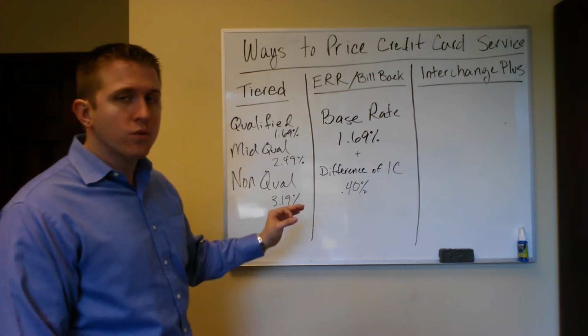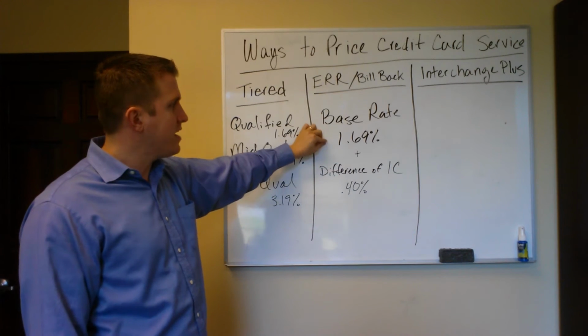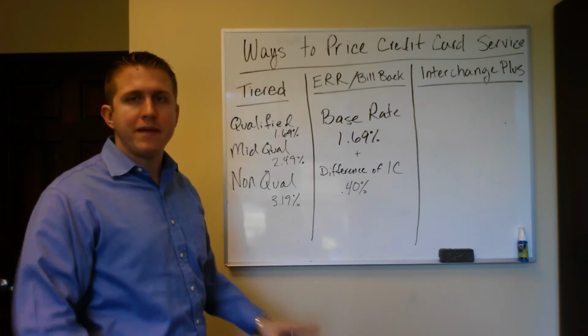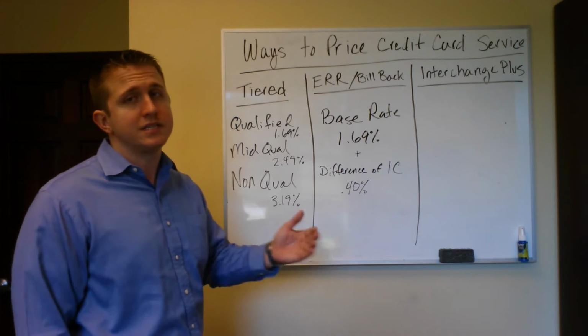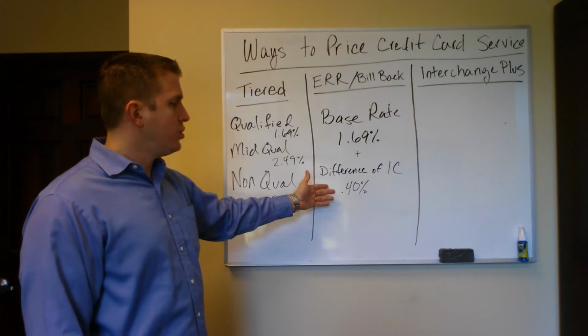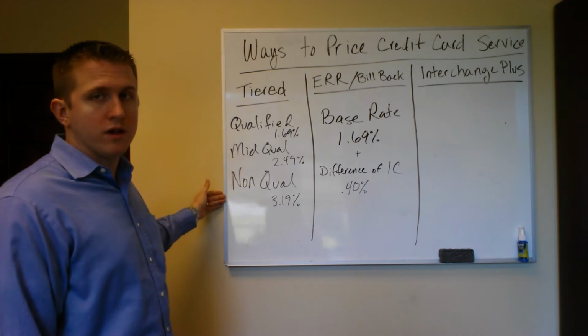Now, one thing to watch on ERR pricing is that sales reps will come to your office and say, hey, we're going to charge you 1.69% base rate. That'll be your rate. What's your rate? 1.69%. And 1.69% sounds great, but in reality, you are going to pay any of those charges that would be in your mid-qual or non-qualified buckets.